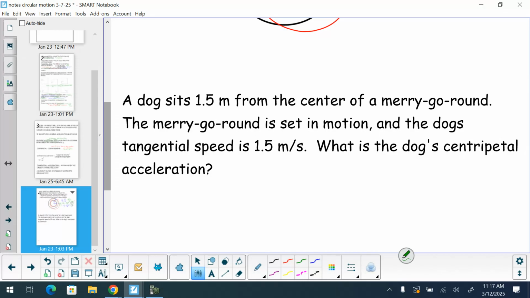A dog is sitting 1.5 meters from the center of a merry-go-round. The merry-go-round is set in motion. The dog's tangential speed is 1.5 meters per second. What is the dog's centripetal acceleration?